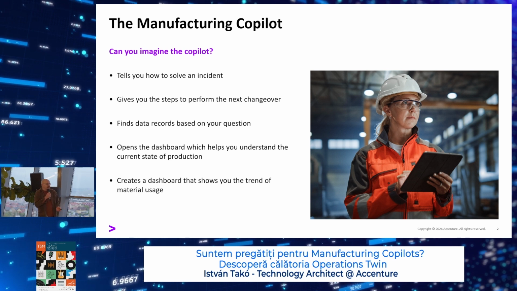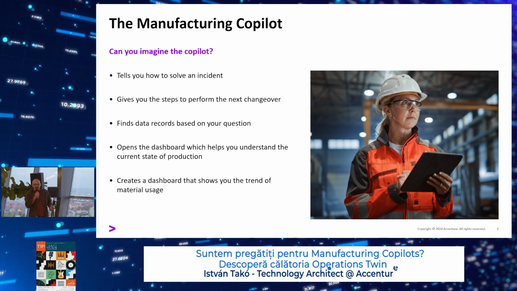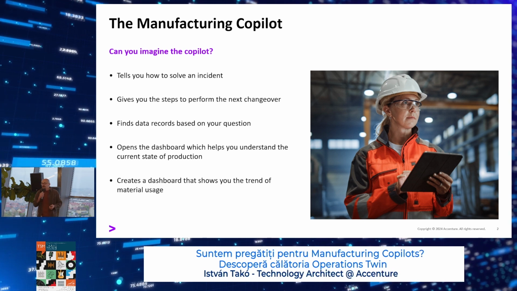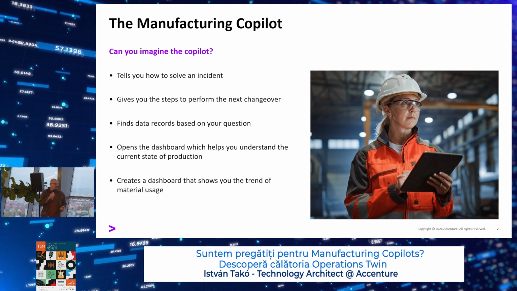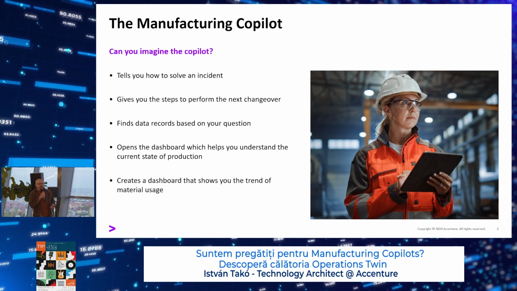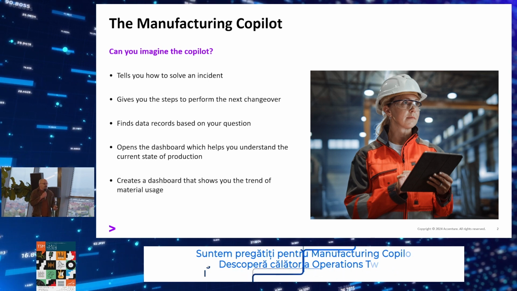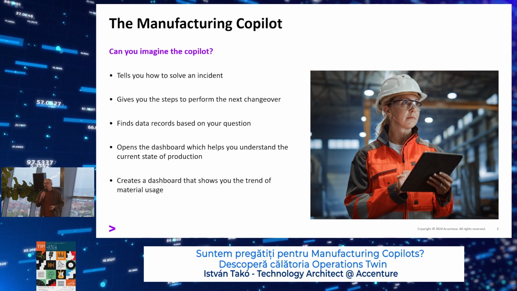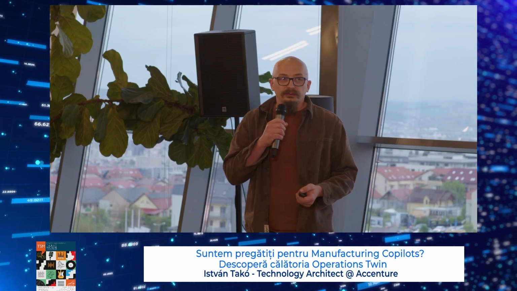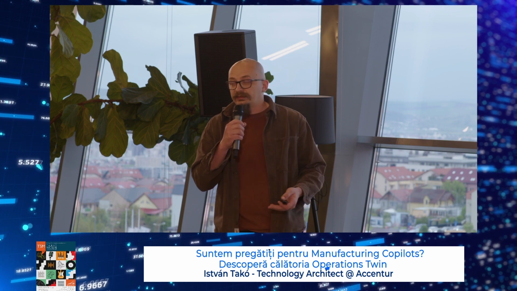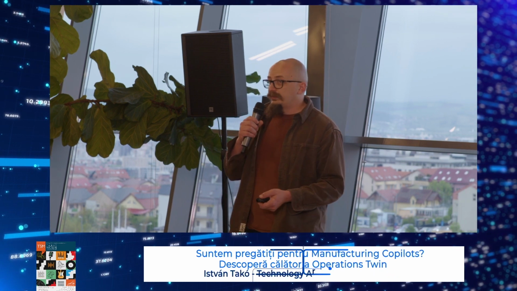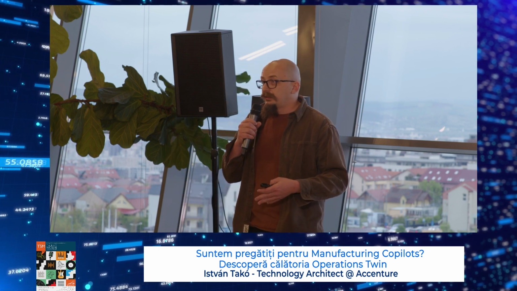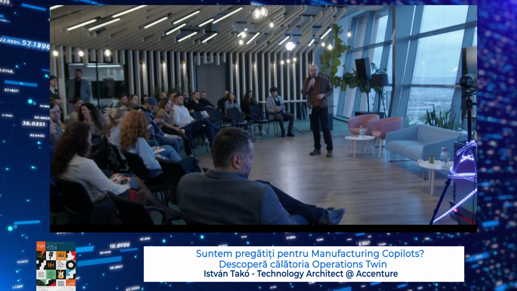For me, it means an assistant that can help me be more efficient. And when I'm thinking about this in a manufacturing environment, I can imagine a couple of examples. What if I need to solve an incident? How do I do that, and how can a copilot help me? Well, it could look up previous similar incidents, how they were solved, and based on the findings, it could basically generate an idea how to handle the current situation.